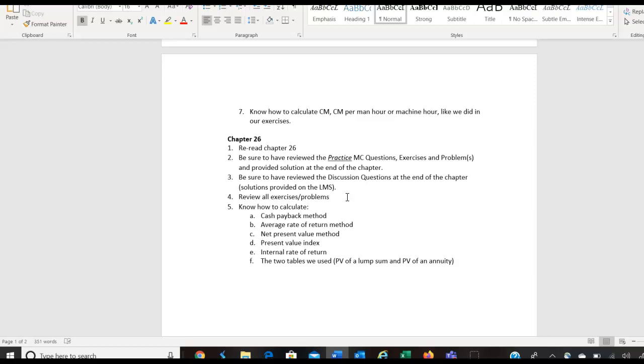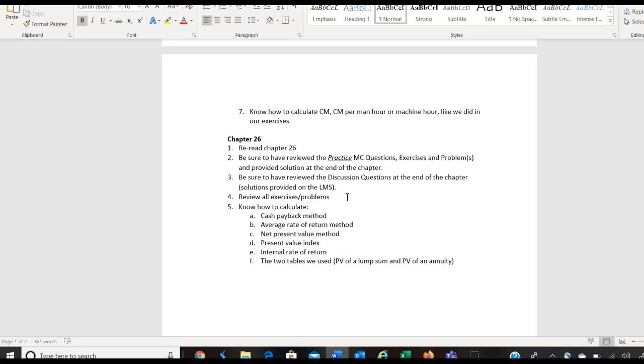Letter B, average rate of return. Those are the two that do not factor in the time value of money, A and B. Cash payback, we're looking at cash flows. Letter B, average rate of return, we're looking at income.